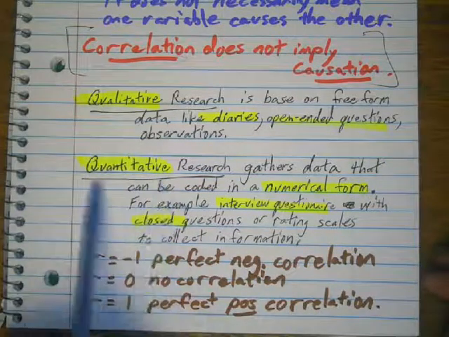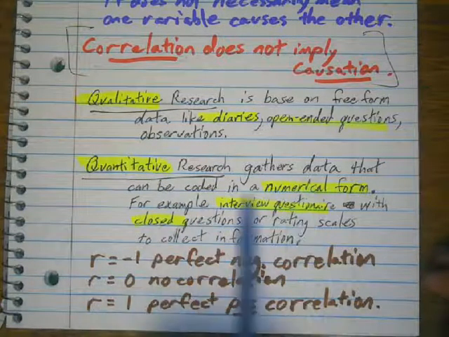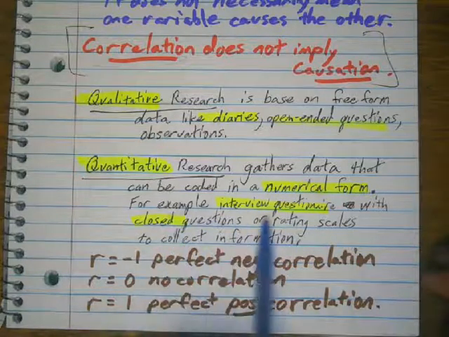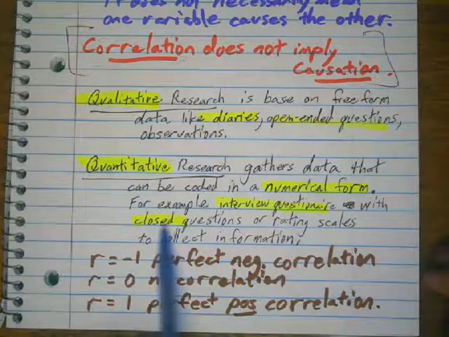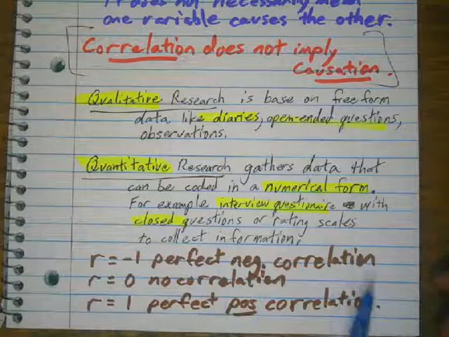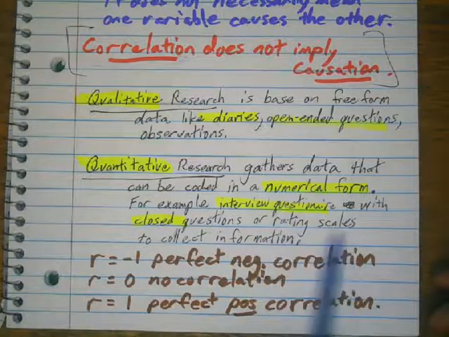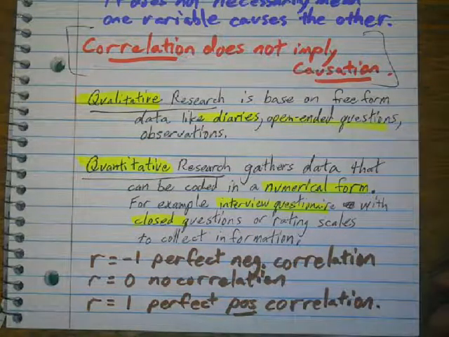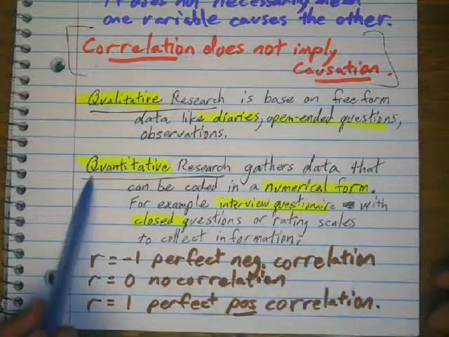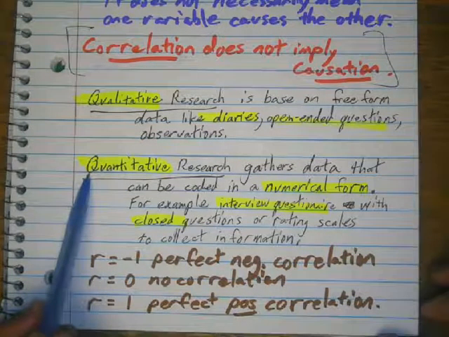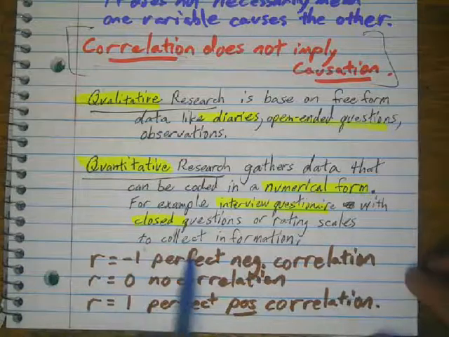Qualitative research is based on free-form data like diaries, open-ended questions, how do you feel kinds of questions. Quantitative research is gathered from a numerical form. For example, an interview question with closed questions like yes or no questions, or a rating scale, how do you feel 1 through 10. And when you use this rating scale, you create quantitative research data to collect your information.